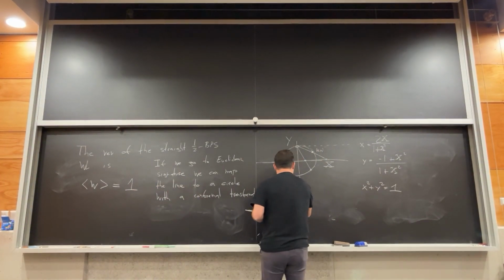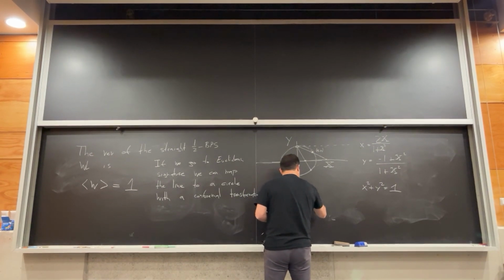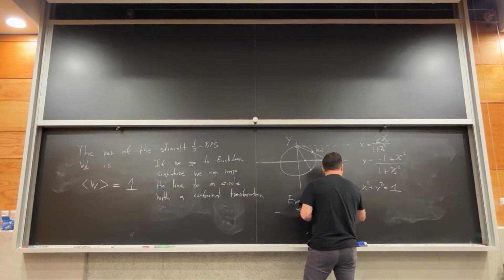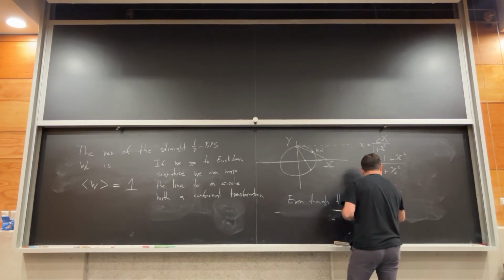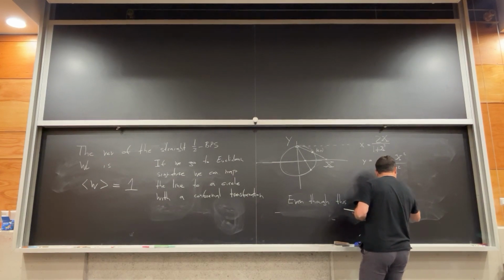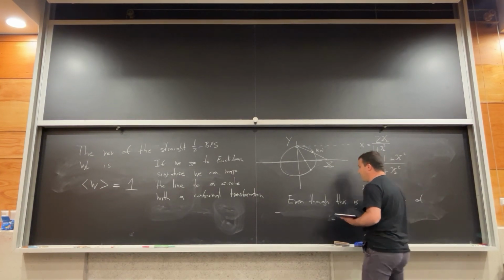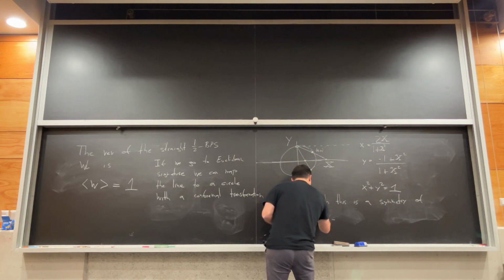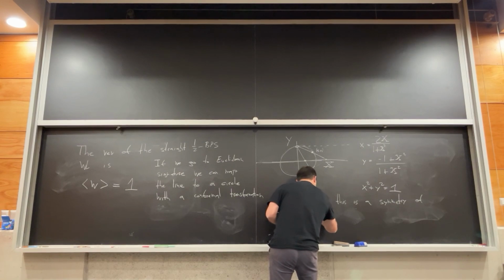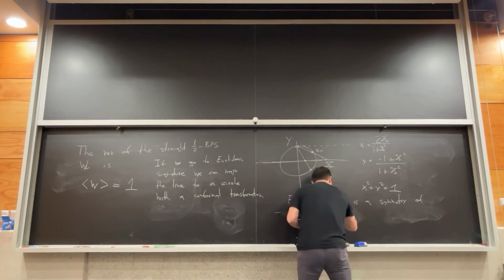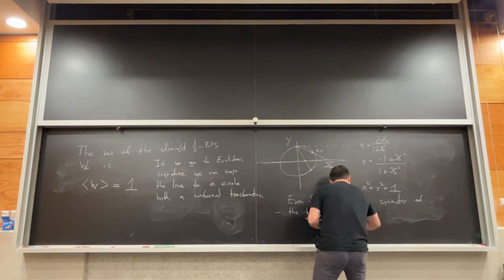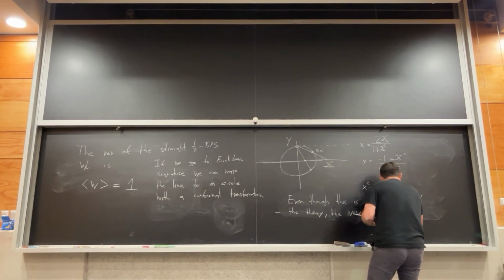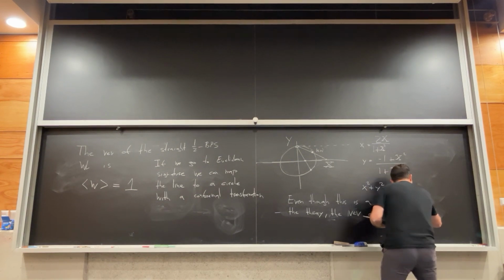So even though this is a symmetry of the theory, the expectation value of the Wilson loop changes.